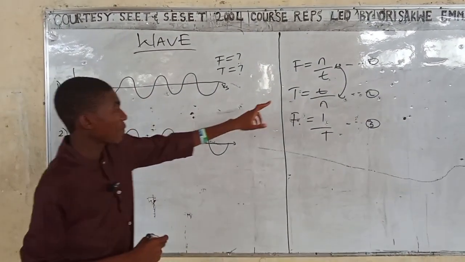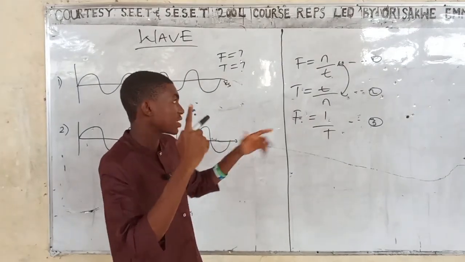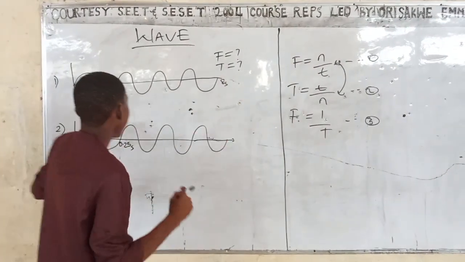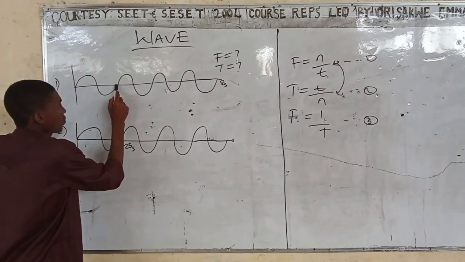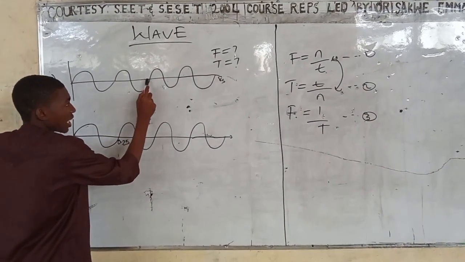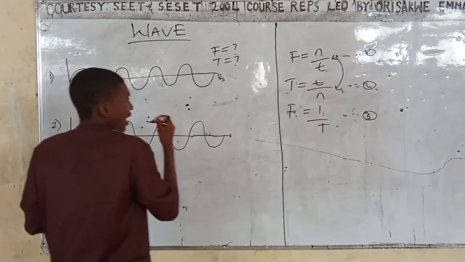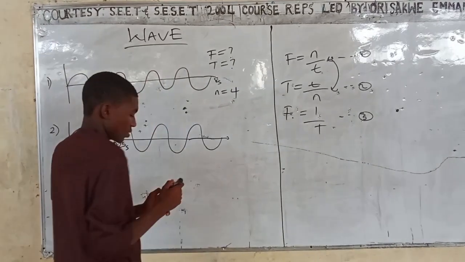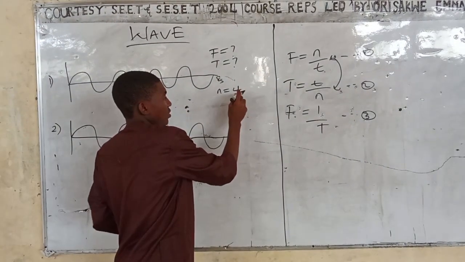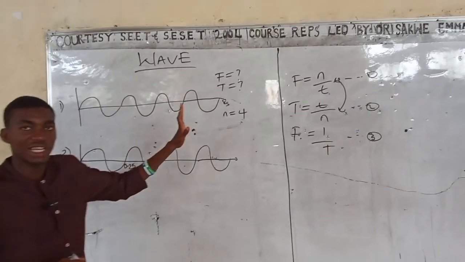From the definition we have, we said frequency is the number of cycles completed in 1 second. That is n over t. And let's count the cycles we have in this sinusoidal graph. We have 1 cycle, 2 cycles, 3 cycles, and 4 cycles. Meaning from this graph, our n equals 4 revolutions. This is our n. We have 4 cycles. This is our sinusoidal graph.